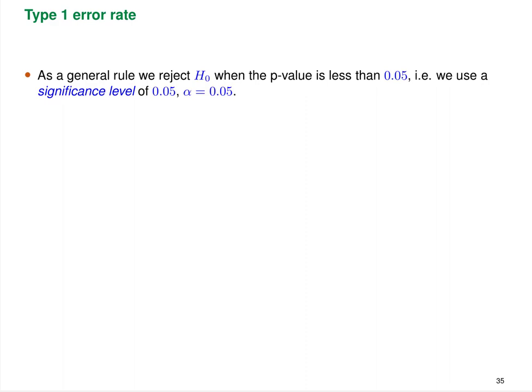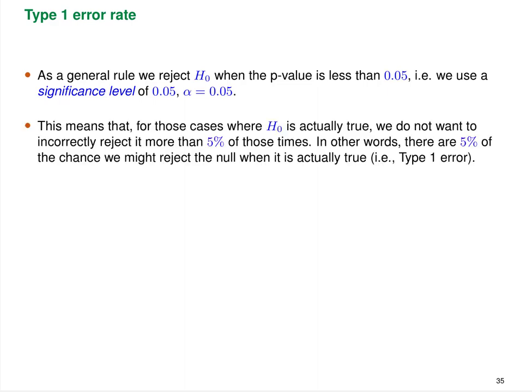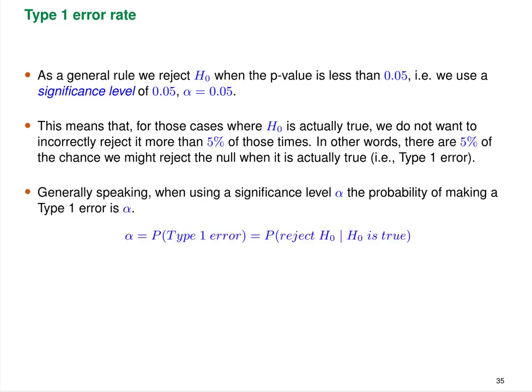Now let me talk about the type 1 error rate. As a general rule, we reject the null hypothesis when the p-value is less than 0.05. That is, we are using a significance level equal to 0.05. This means that for those cases where the null hypothesis is actually true, we do not want to incorrectly reject it more than 5% of the time. In other words, there is a 5% chance we might reject the null hypothesis when it is actually true. That is, there is a 5% chance we're making a type 1 error.